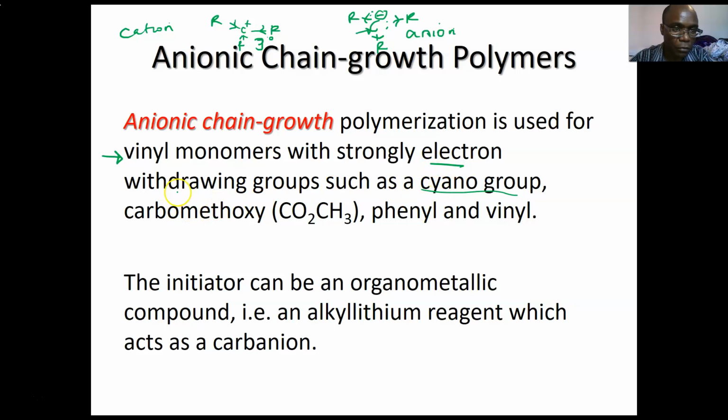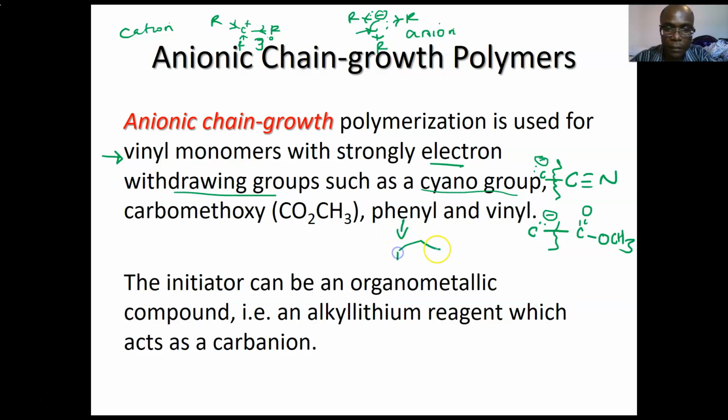So you need electron withdrawing groups, such as a cyano group, which is just C triple bond N. Okay. Also, an ester group can help remove electrons from the carbanion. So let's say this was a carbanion center. Or even a phenyl aromatic ring will help to stabilize it, and a vinyl can also help to stabilize the carbanion. Okay. You need an initiator, which can be an organometallic compound.